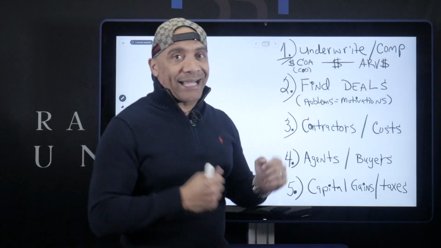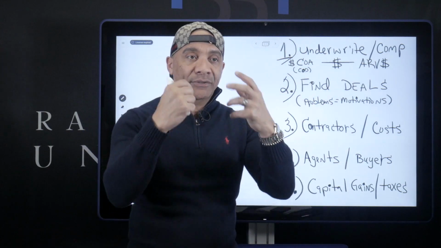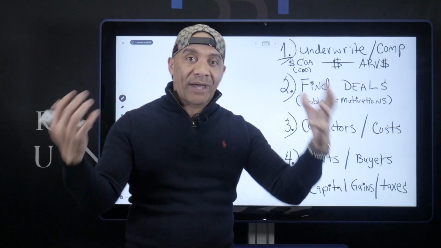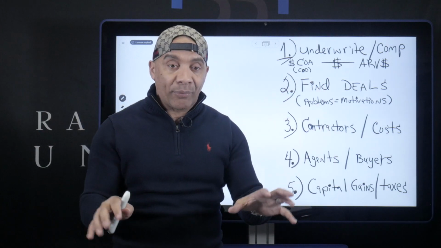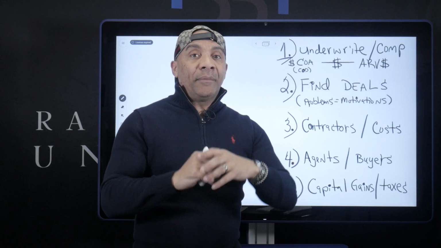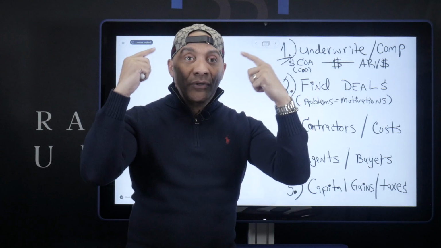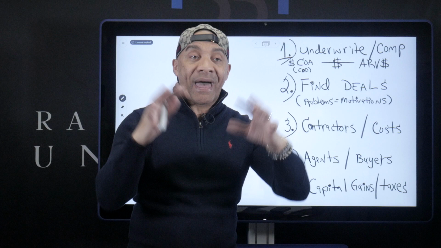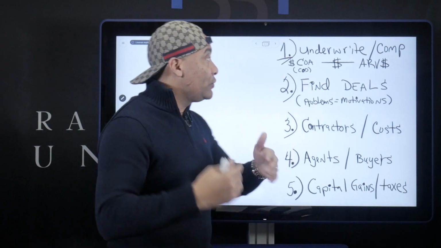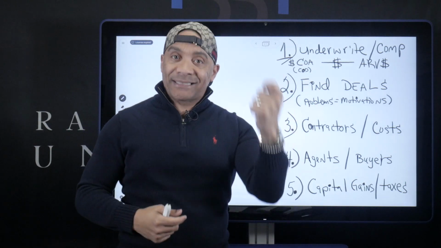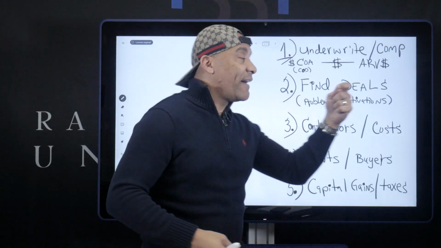So number 1, that's the thing you want to master. Underwriting deals, comping properties. You got to know the numbers. You got to know how to analyze deals. You got to know how to look at data points and put these deals together in your head and even on paper mathematically, so that when you do get to number 2, which is the second thing you want to master, and that is finding deals.